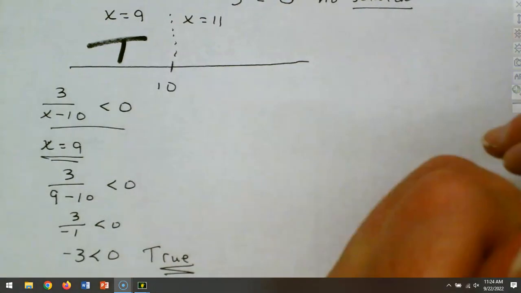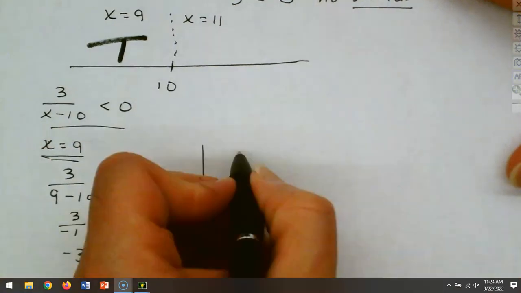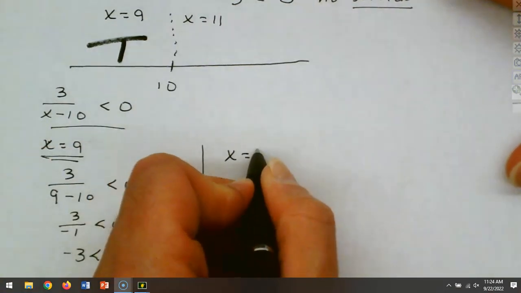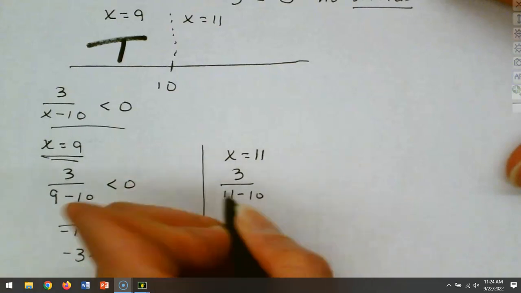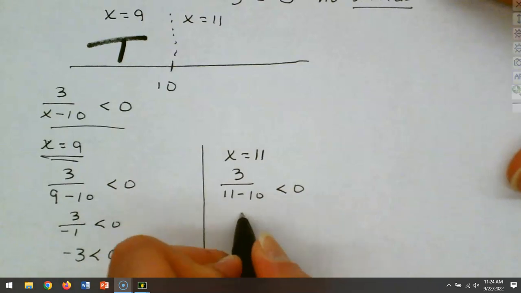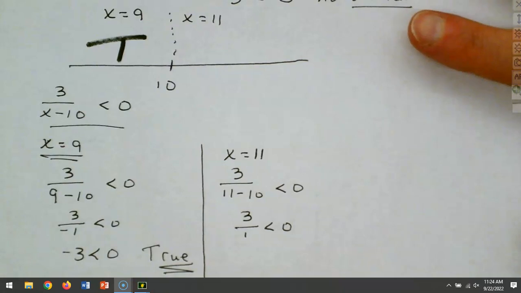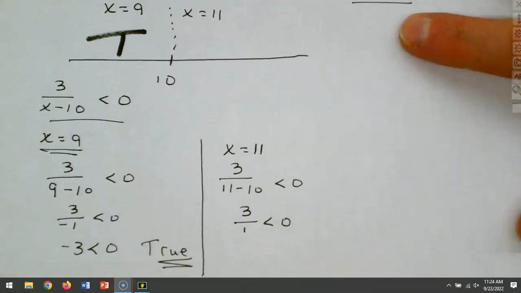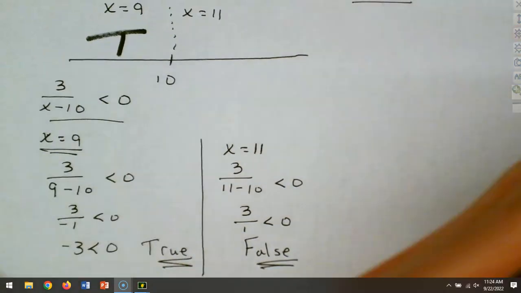Let's check the other side. The other side we're going to check has got that 11. And you have to check both sides. Don't just check one. You've got to check them both. So I'm going to plug in 11. And that's going to be 3 over 11 minus 10. Okay, 11 minus 10 is a 1, so that's 3 over 1. And is 3 over 1 smaller than 0 now? Nope. So that means that this half then would be false.